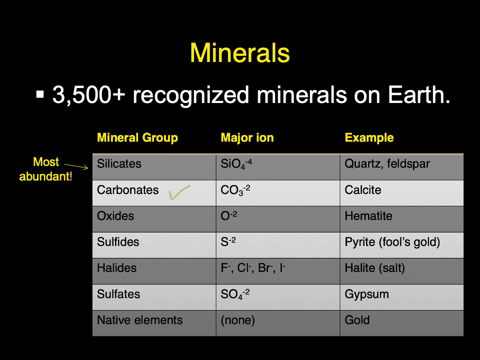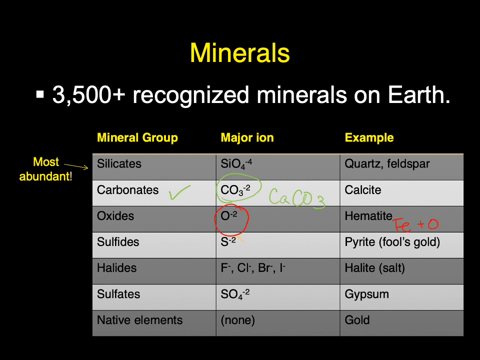There are lots of other types of minerals too, but the main groups are going to be things like carbonate minerals. They will all have the CO3 anion. So you can have, for example, calcite, which is calcium carbonate. That's a good example of a carbonate mineral. You can have oxide minerals. Oxide minerals are going to have the oxygen anion. Things like hematite, which is iron plus oxygen, so iron oxides.